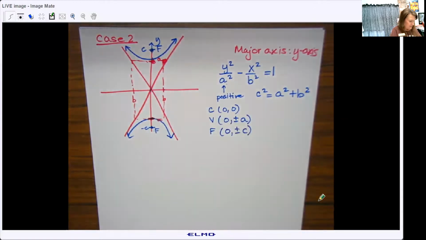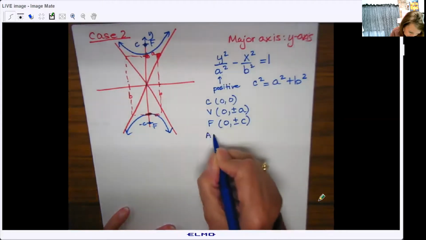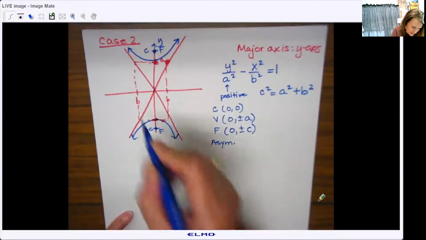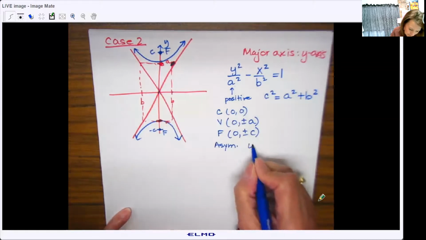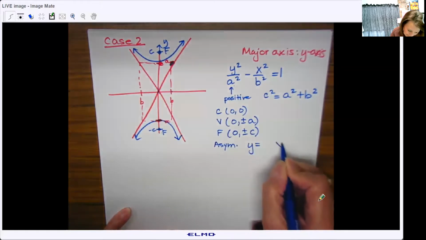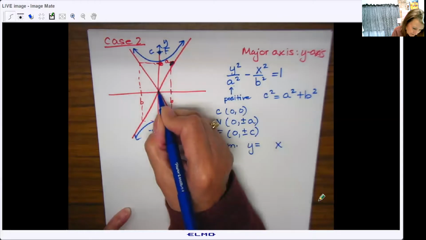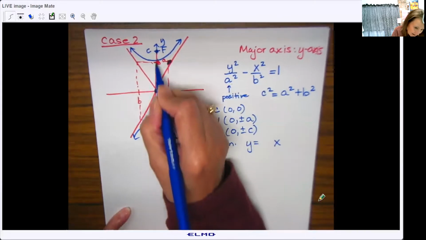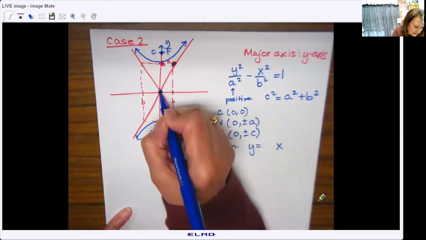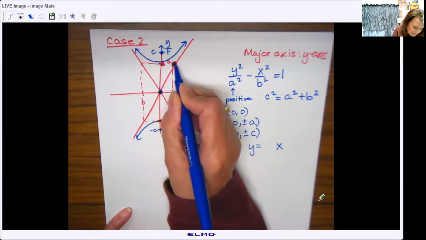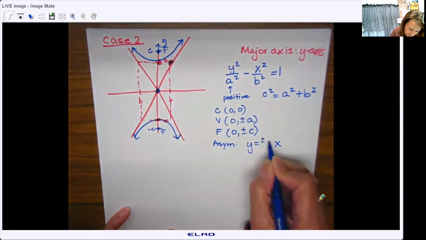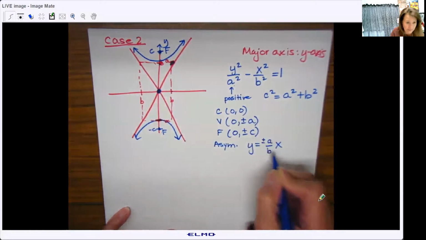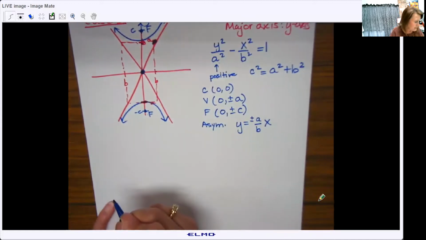Let's see what else I have you list. What else did we list before? The asymptotes. Look at these asymptotes this time. If we do y equals mx plus b, the b is still 0 because it goes through 0, 0. But this time, and I don't memorize this, I just look at the graph, we're going to rise A and run B. So positive and negative A over B this time. That's going to be different. It's going to be A over B.